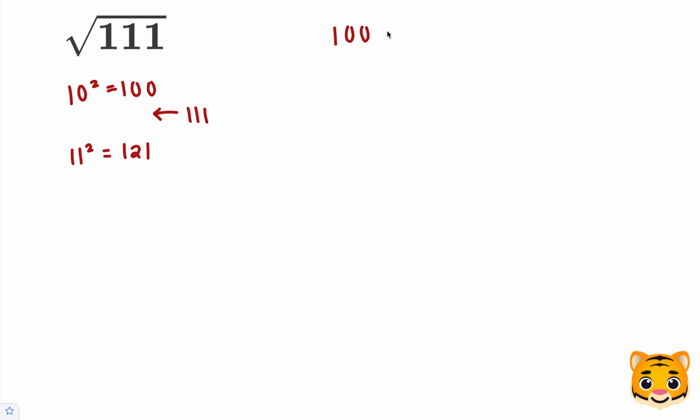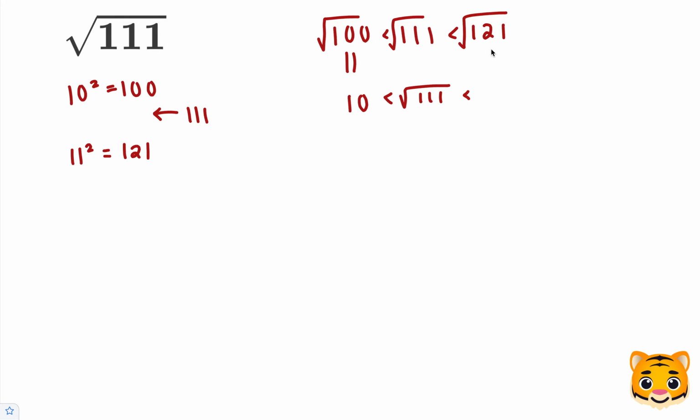We can therefore write the following inequality. 100 is less than 111, which is less than 121. Now we can take the square root of all of these values. The square root of 100 simplifies to 10, as 10 squared is equal to 100. The square root of 121 simplifies to 11, as 11 squared is 121.